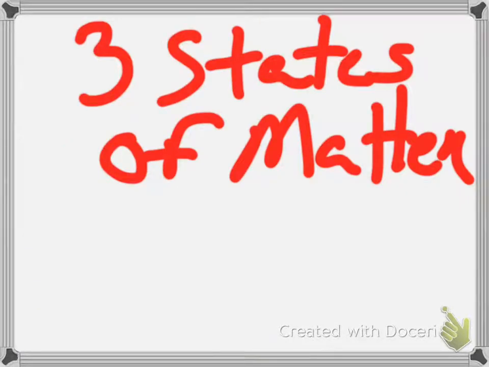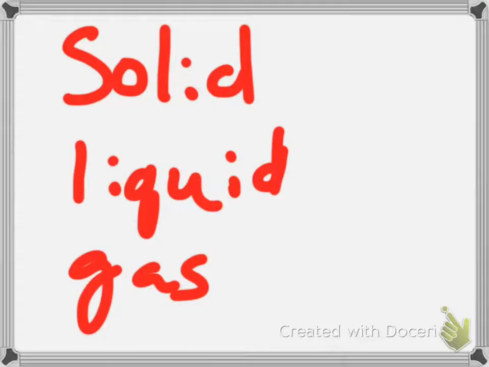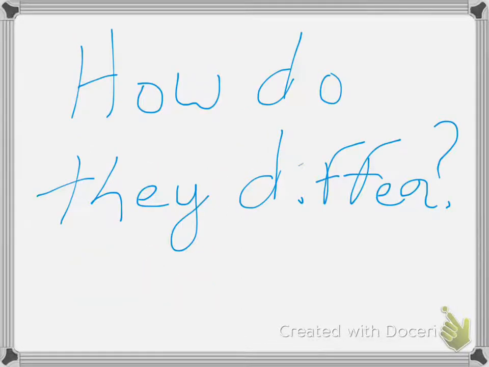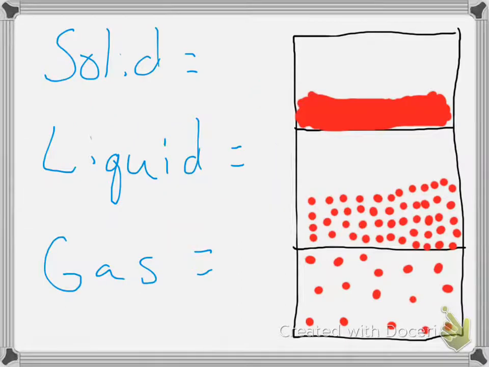Now we'll talk about the 3 states of matter. Pretty easy. This should just be a quick basic review of the 3 states of matter. They are solid, liquid, gas, in case you forgot. Now how do these differ? How does a solid differ from a liquid, differ from a gas? What's the difference? I did the best I could.